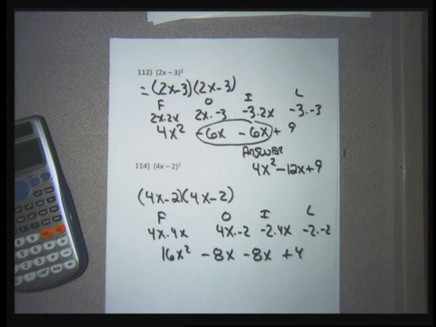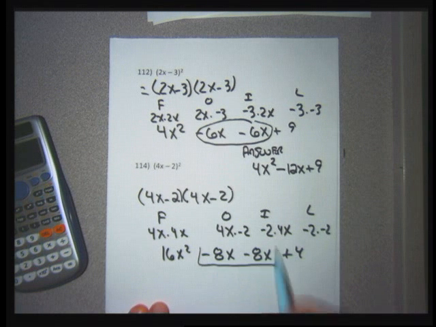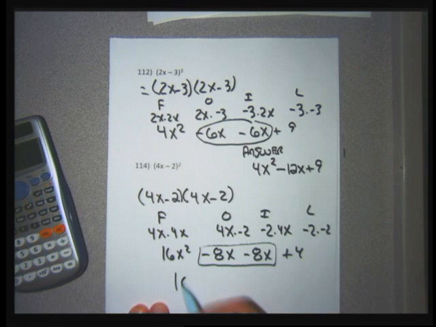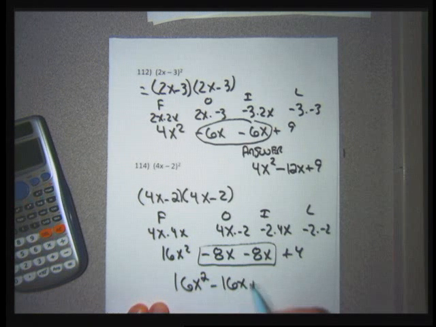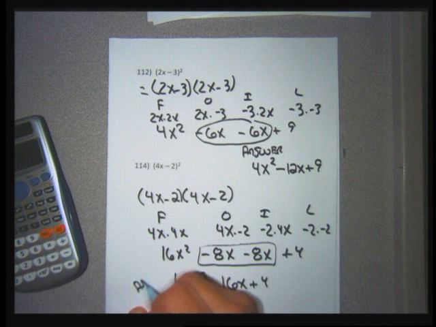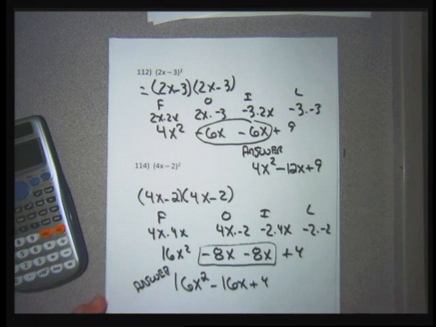So for 114, I wrote it without the square, did my FOILing, and now the outers and the inners, because they don't have opposite signs, they don't cancel. They only cancel if there's one positive and one negative. When they have the same sign, you add the numbers and keep the sign. So the answer to 114 needs to be 16x squared minus 16x plus 4.